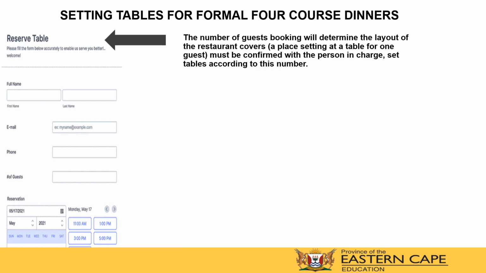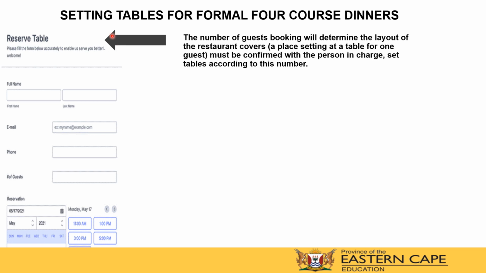The number of guests booking will determine the layout of your restaurant covers. Now, a place setting at a table for one guest is what you call a cover. It is a place setting for one guest. It must be confirmed with the person in charge, and you set the tables according to this.